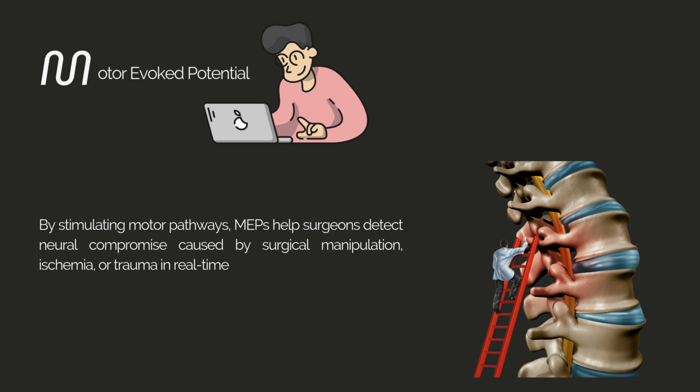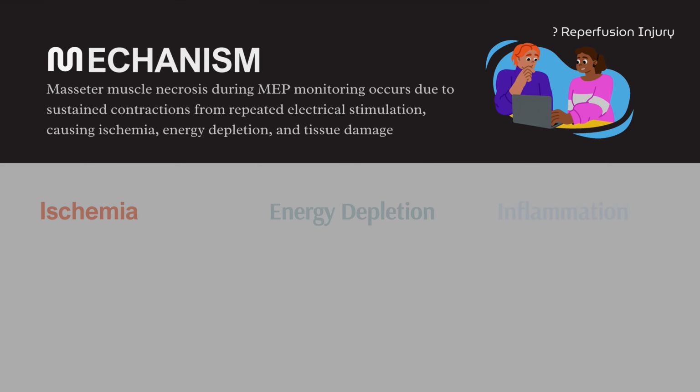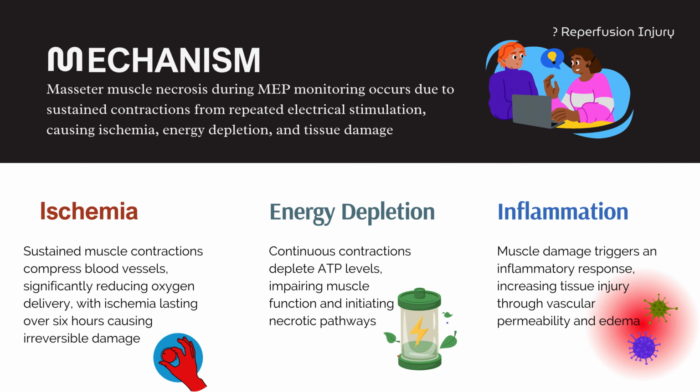So, what exactly are MEPs? MEPs are generated by electrically stimulating motor pathways, causing muscles to contract. These responses allow real-time monitoring of motor nerve integrity during surgery. In essence, they act like a warning system, alerting the surgical team to potential neural compromise caused by manipulation, ischemia, or trauma. So, what leads to masseter muscle necrosis during MEP monitoring?